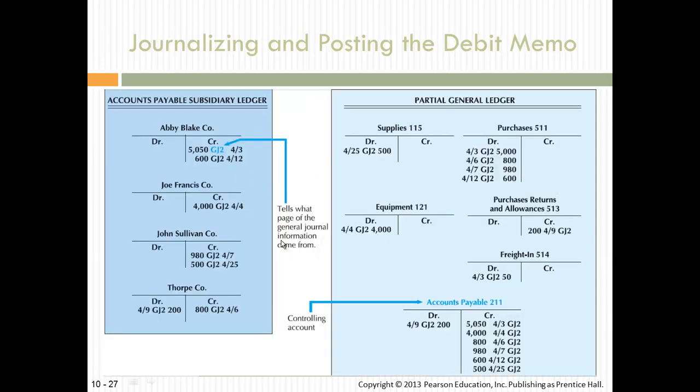Journalizing and posting the debit memorandum, you can see here that you're booking it against Abby Blake Company. You can see accounts payable down here, and there's your purchase return and allowance account, your freight account, all the different accounts that are related to purchasing. So this is a good slide to print out.